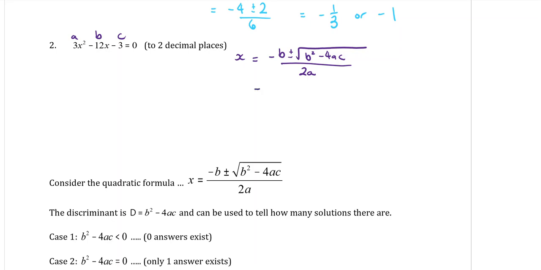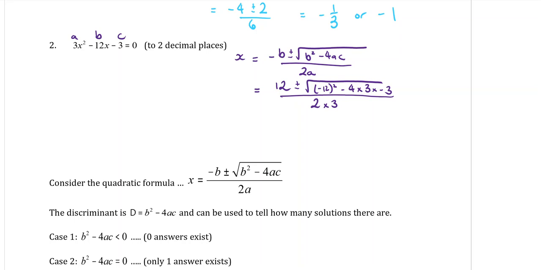So let's sub that into the equation. Minus b would be minus minus 12. The two minuses would just become a plus 12. Plus or minus big square root b squared will be negative 12 squared. I've put that in brackets to make sure that we square the negative on that 12. And then we have minus 4 times a, which is 3, times c, which is negative 3, all over 2 times a, which will be 2 times 3.